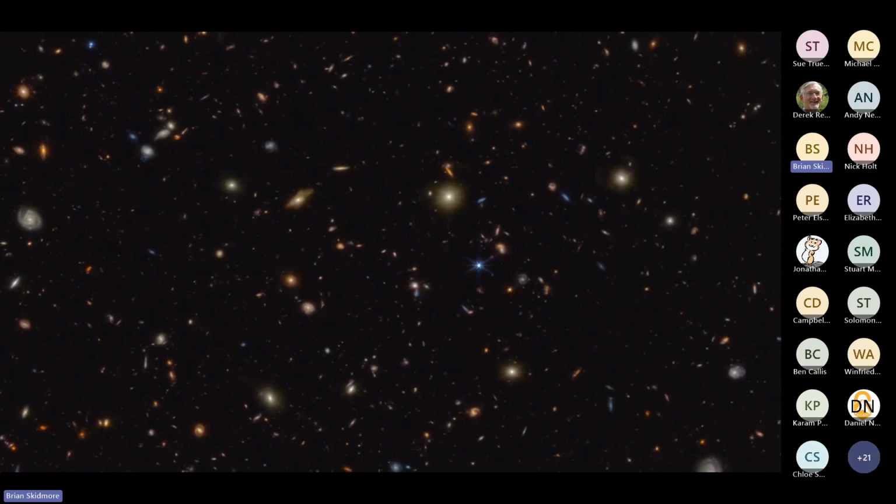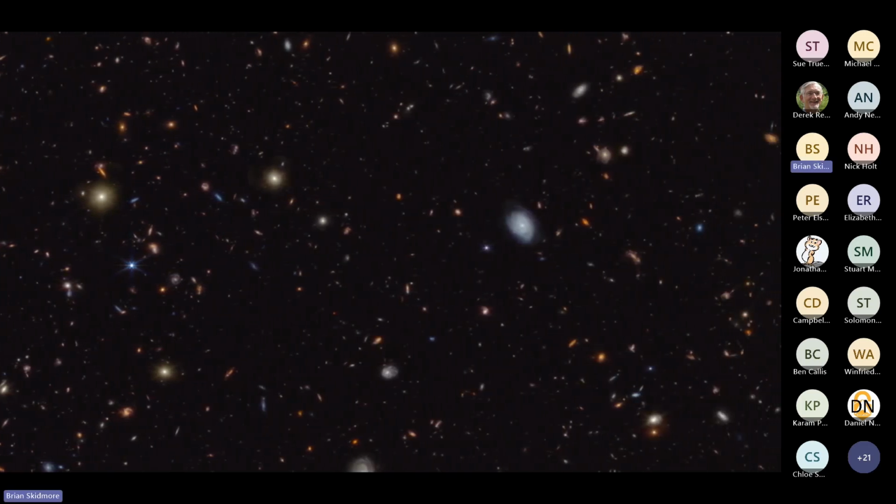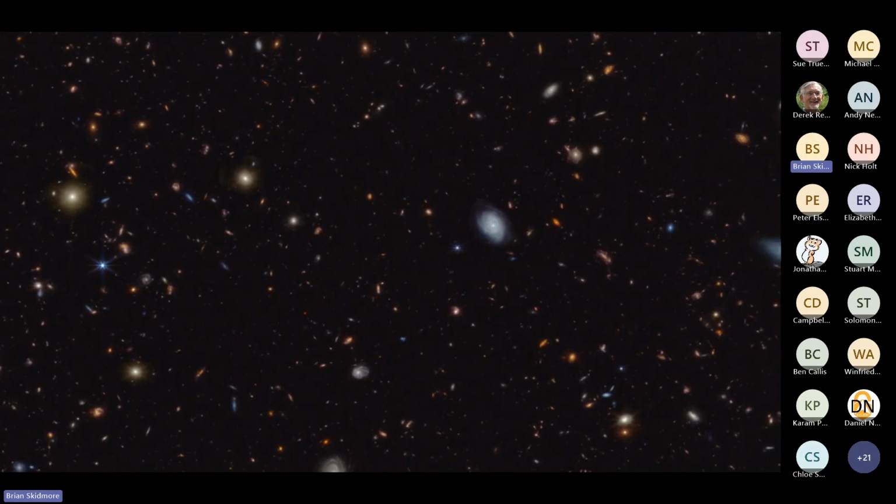So the furthest galaxies will be much smaller than our galaxy. But you can see that many of them have formed disks and gas, and they still contain hundreds of thousands to millions of stars.